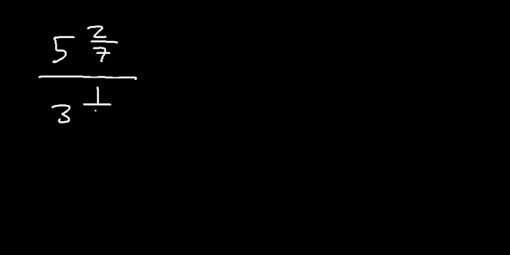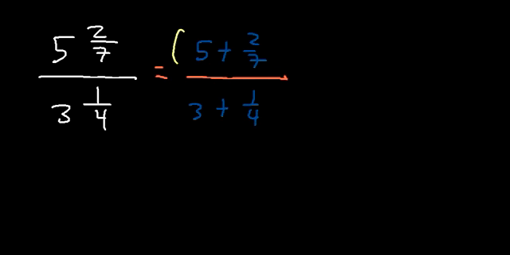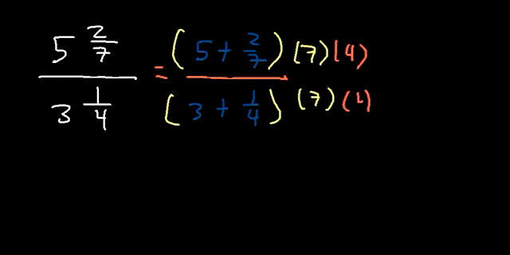But now, what would you do if you have to divide two mixed numbers? How would you divide them? Now, it turns out we covered an example like this. What you want to do is rewrite it as 5 plus 2 over 7 and 3 plus 1 over 4, and then simplify the complex fraction. So let's multiply top and bottom by 7 and by 4 to get rid of these denominators.